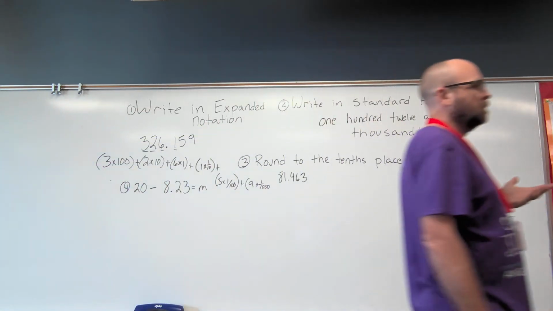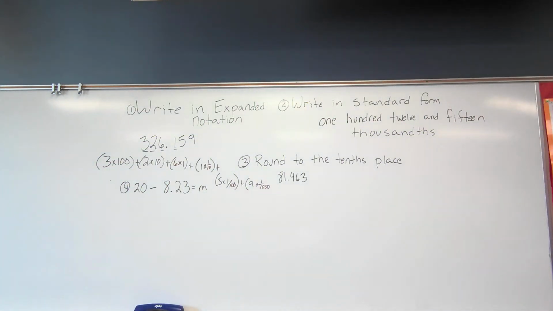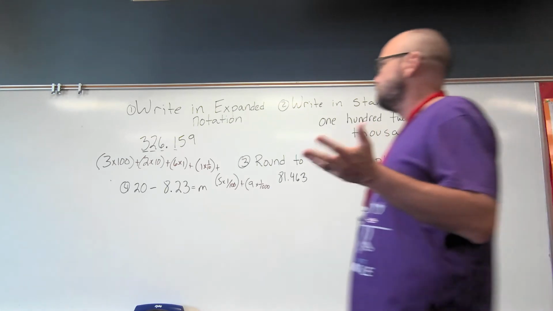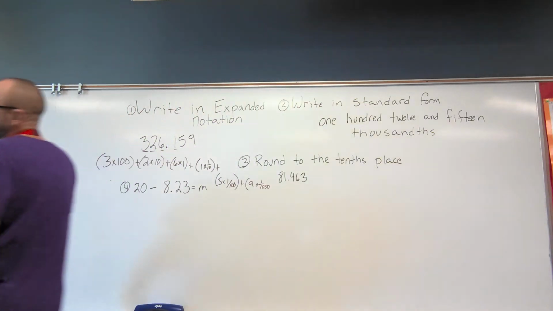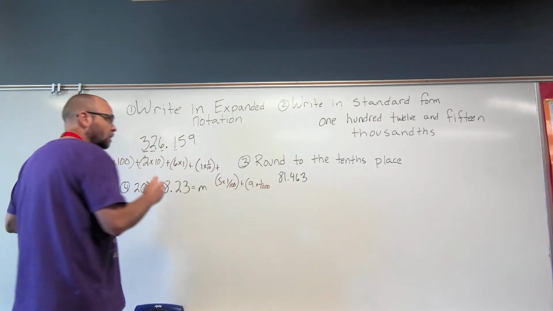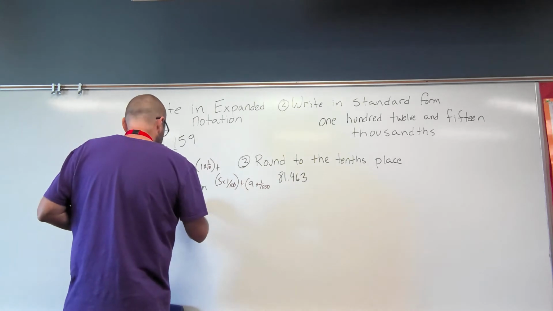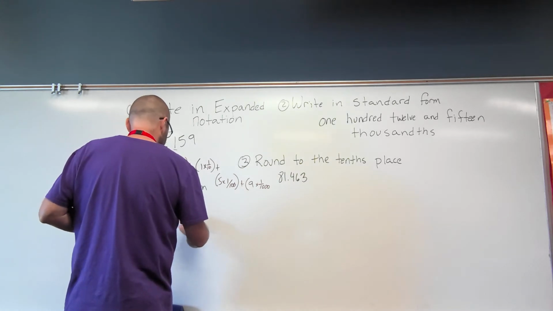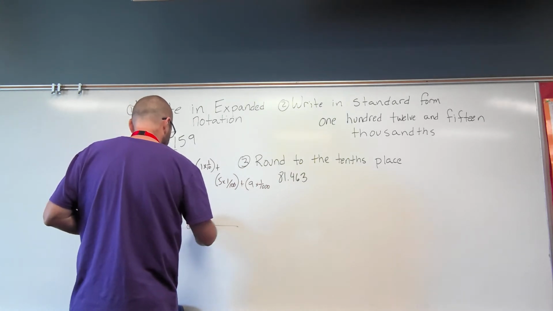So we just did number 1. Hopefully you got that right. That's expanded notation. Second one, we have 20. We're finding the difference between 20 and 8 and 23 hundredths. Well, let's see. The difference means we subtract. We got to line up our place values.